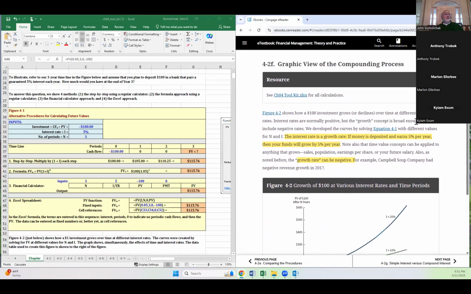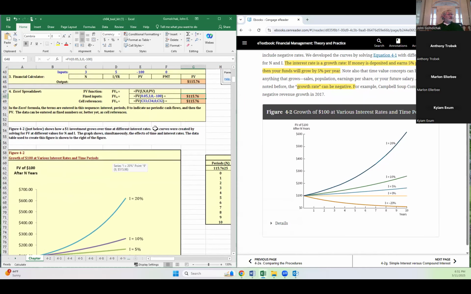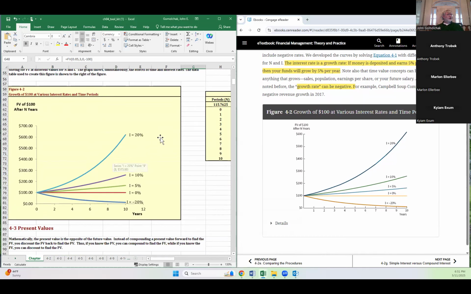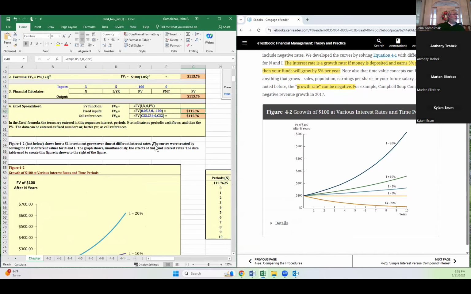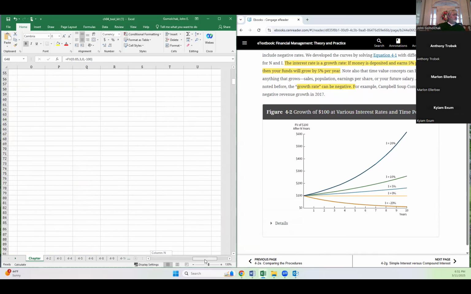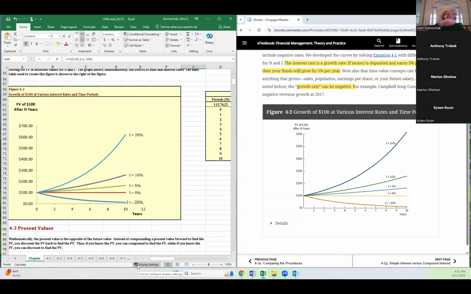Graphs, a graphic view of the compounding process. So what we have here, and I believe we have it also in our toolkit, is a chart showing five different values for the future value of our $100. They're taking it out to basically 10 years here.